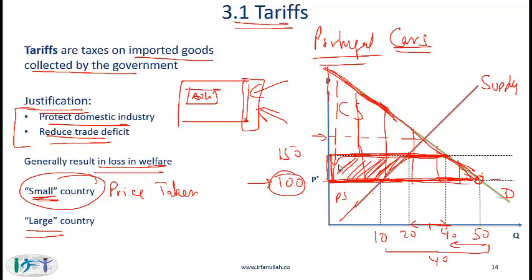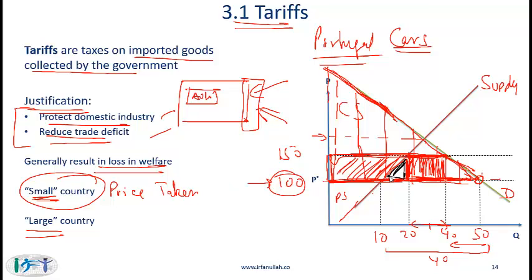What about the government revenue? The reason for imposing tariffs was so that the government can get some revenue, and possibly these other reasons also existed, but mostly the biggest reason is for the government to get revenue. How much is that revenue? The revenue is equal to the number of cars imported multiplied by the tariff per car. The tariff per car is 50. The number of cars imported is 20,000. So this rectangle over here represents the revenue for the government.